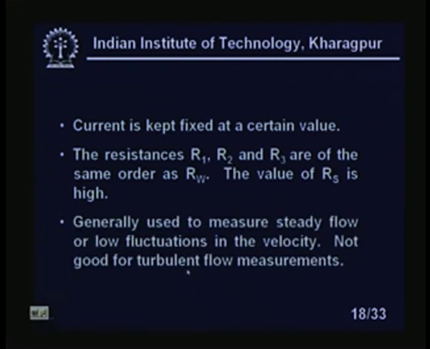This constant current type is generally used to measure the steady flow or low fluctuations in the velocity, not good for very high frequency turbulent flow. We need some compensation. If you do the compensation, using a lead lag network, I can make the circuit in such a way so that I can measure much higher frequency. Otherwise, normally it is not suitable for high frequency fluctuations, so high frequency turbulence of the flow.